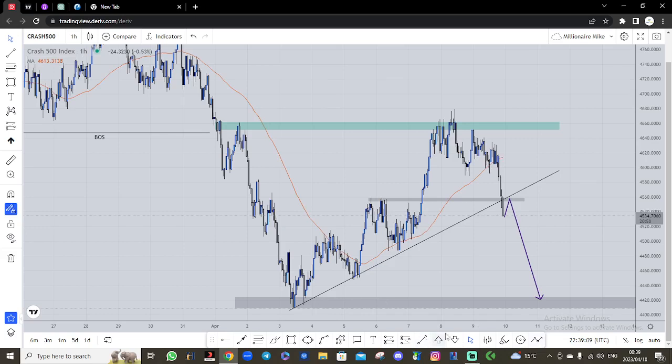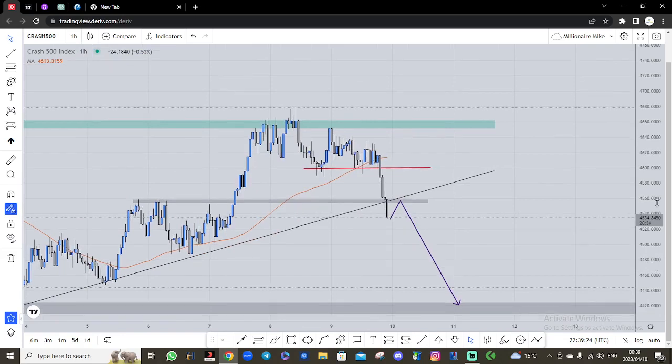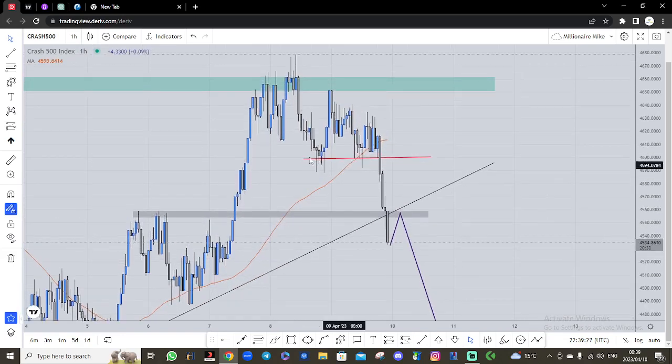Another entry that you could have taken is the break of the 1 hour support. The break of that 1 hour support could have also signaled some entries. Some entries could have also been signaled just by the break here.